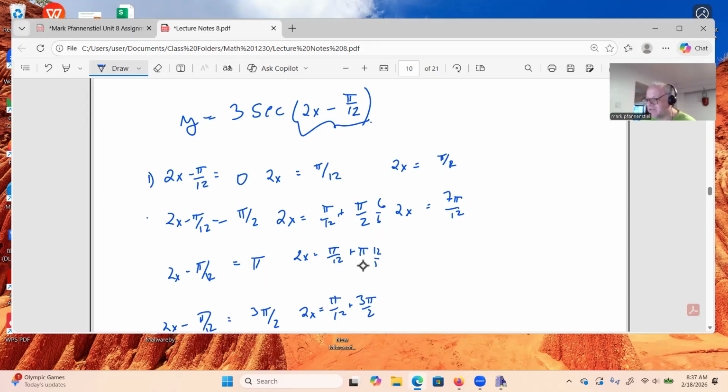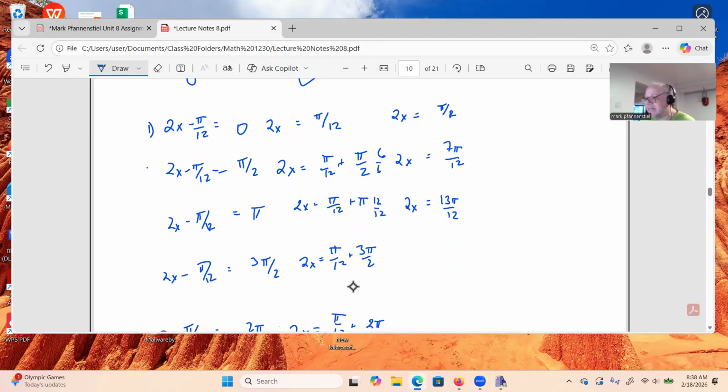Well, we have to get fractions going here. So how do I turn pi into 12? So it's 12 pi over 12. 12 pi over 12 plus 1 pi over 12 is going to give me 2x equals 13 pi over 12. Okay. And we're just going to continue that process here.